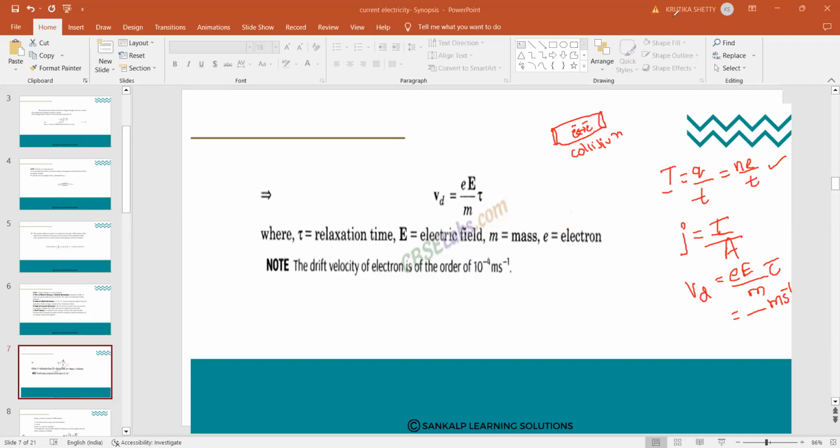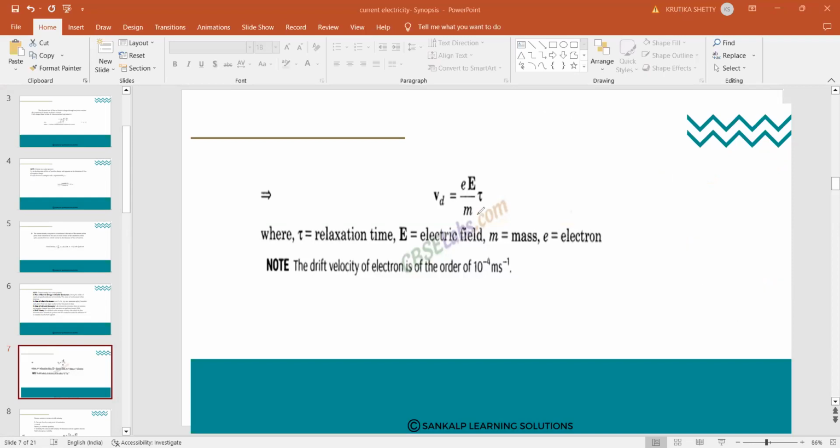Now you can see the drift velocity of the electron is of the order of 10 to the power of -4 meter per second.